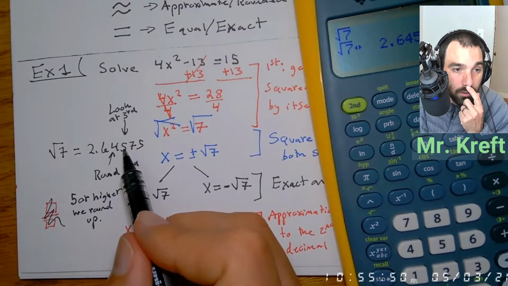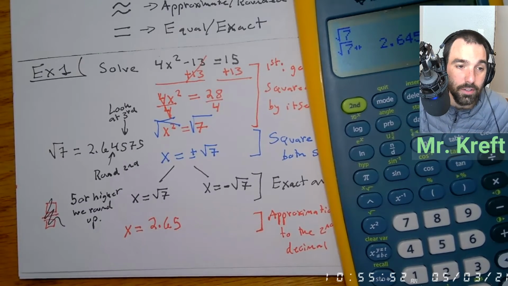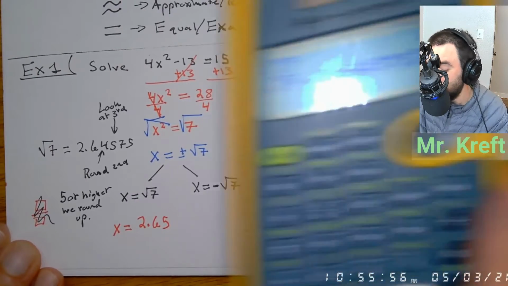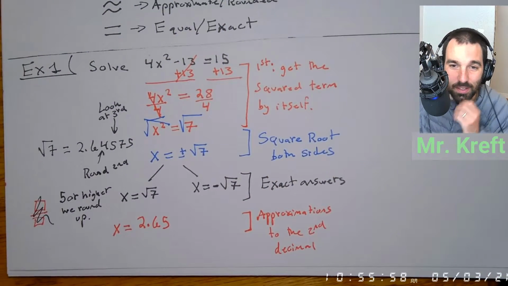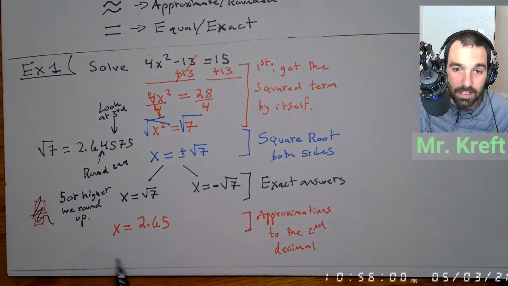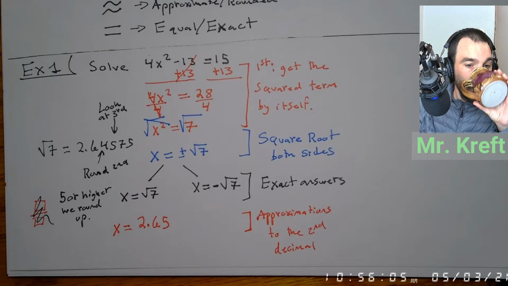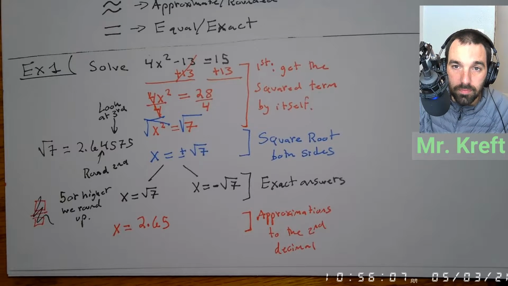Okay, so we're looking at the third decimal, and if it's 5 or higher, we round up. You guys remember doing that? Are we doing okay, guys? Does anybody have any questions about that? Okay, we're gonna keep practicing this.